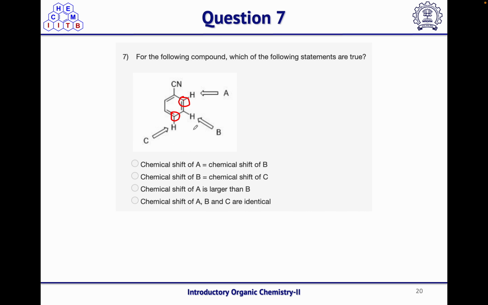So the correct option is chemical shift of A is larger than B. B is having lower chemical shift as it is more shielded, but chemical shift of A is higher. So the correct option is chemical shift of A is larger than B. We can see how the other options are wrong. They have given chemical shift of A equal to chemical shift of B. Chemical shift of A is higher compared to chemical shift of B. So this option can be ruled out. And chemical shift of B equal to chemical shift of C.